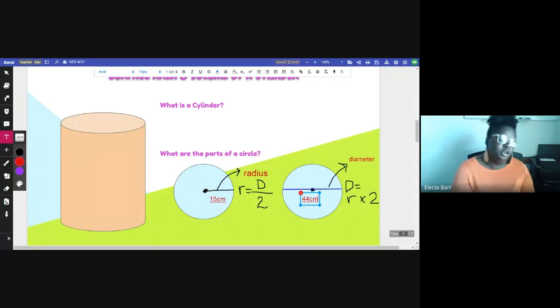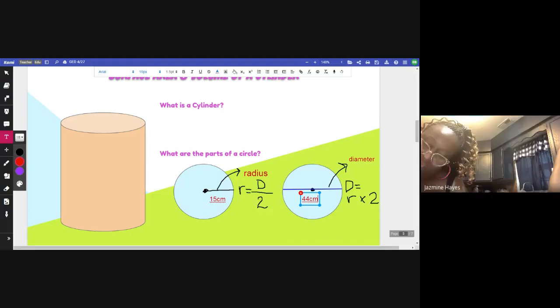Okay? So your radius is always half the diameter. Your diameter is always double the radius. So you multiply by 2 to get the diameter. You divide by 2 to get your radius. Does that make sense? Yes.